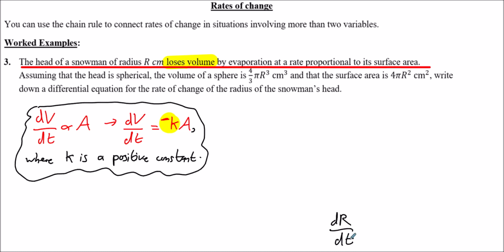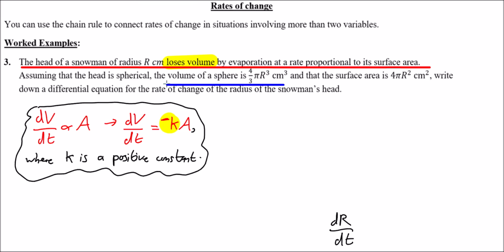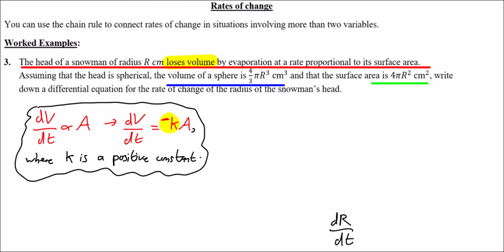So what we need to do here is to imagine a chain which will give us that. To find such a chain, let's just again read the question and find the information that's presented to us. So we're told here, for example, the volume of a sphere is 4/3 pi capital R cubed, where R is that snowman's head's radius. And we're also told that the surface area is 4 pi capital R squared. So presumably these are going to be useful. So let's use these to our advantage.